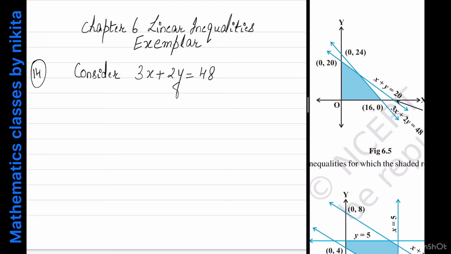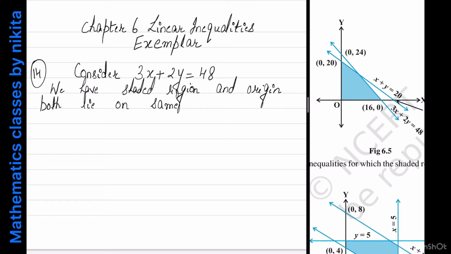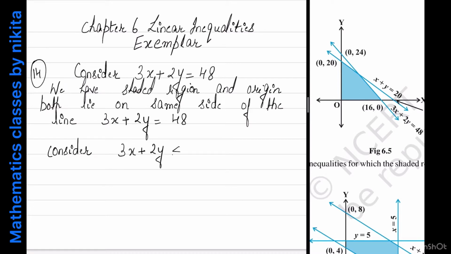So what we have is, shaded region and origin both lie on the same side of the line 3x plus 2y equal to 48. So looking at the figure, the lower half plane is where the shaded region and origin belong. So we consider the lower half plane. So let's consider 3x plus 2y less than or equal to 48.